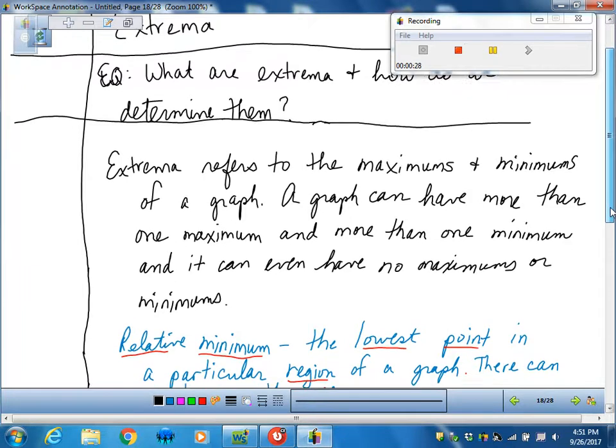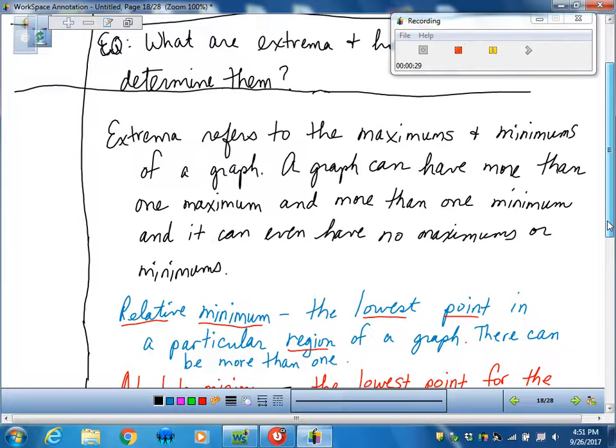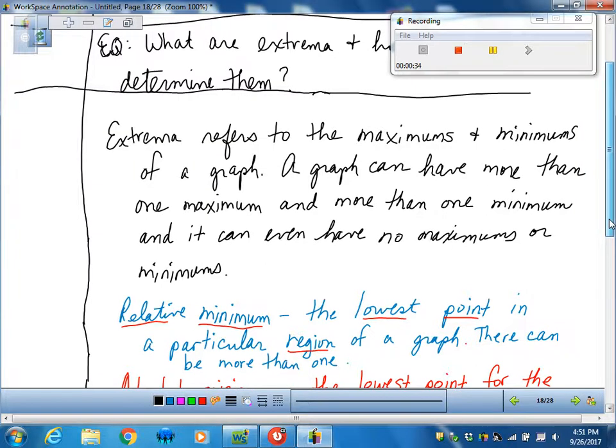Relative minimum is the lowest point in a particular region of a graph. You can sometimes have more than one. Sometimes you'll have none. But again, it's the lowest point in a particular region. So you might have 3 or 4 regions, and you might have 2 or 3 minimums.